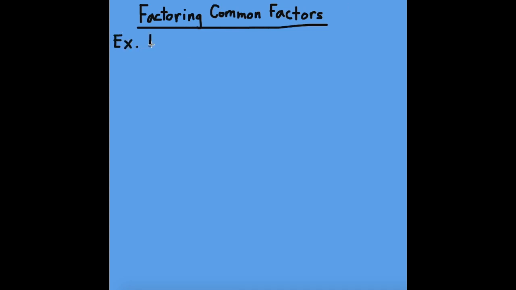So let's say we have the problem 18x cubed plus 10x. How do we factor the common factors out? The first step is to find the GCF of these numbers.